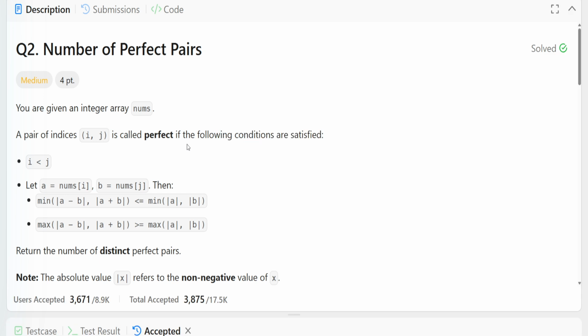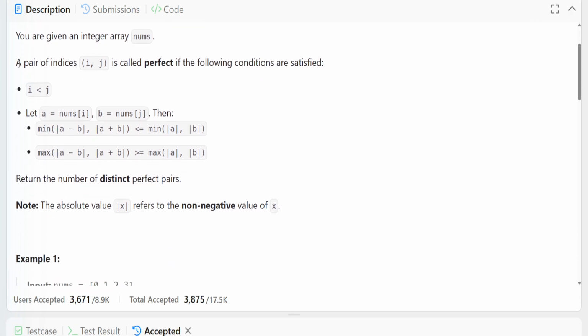So i should be less than j, and a should be equal to nums[i], and b should be nums[j]. Then these conditions should be satisfied: the min of absolute a minus b and a plus b, and similarly the max. For the min it should be less than or equal to, and for the max it should be greater than or equal to. These two conditions should match. Then we have to return the number of distinct perfect pairs.